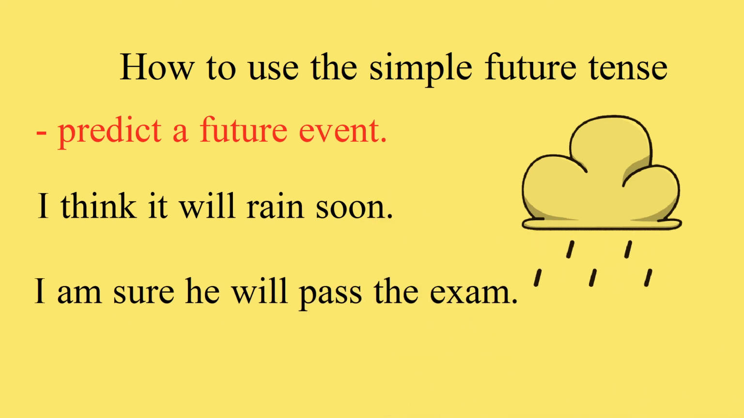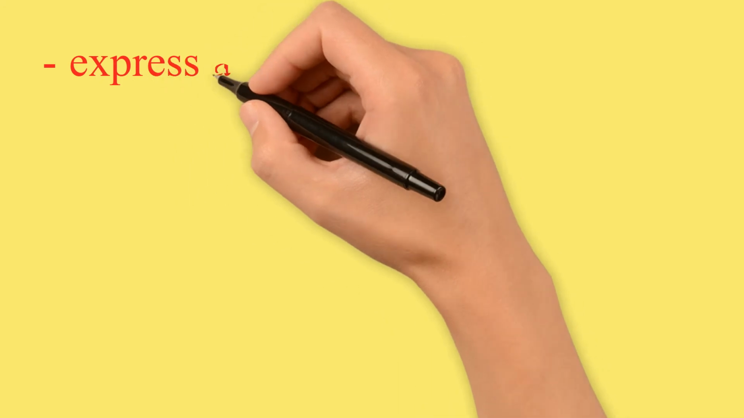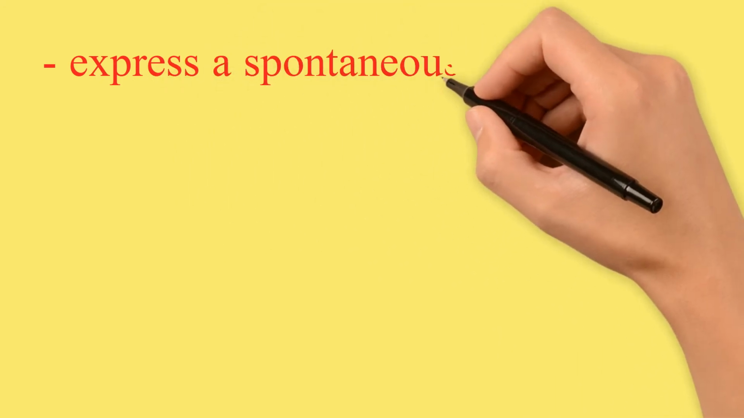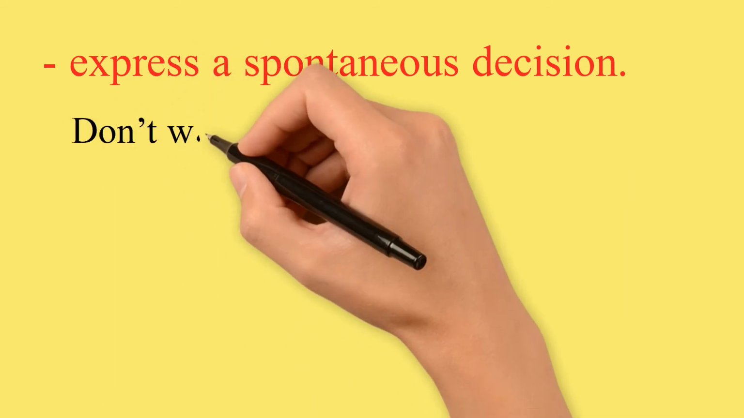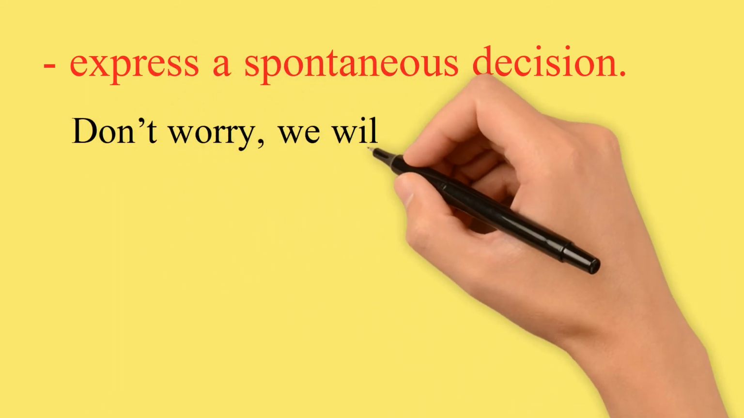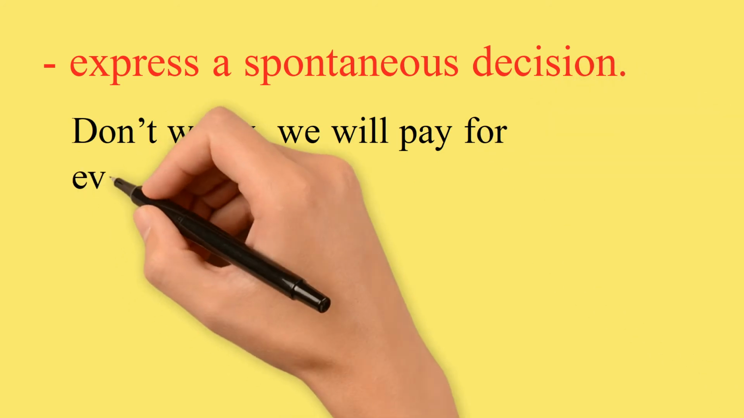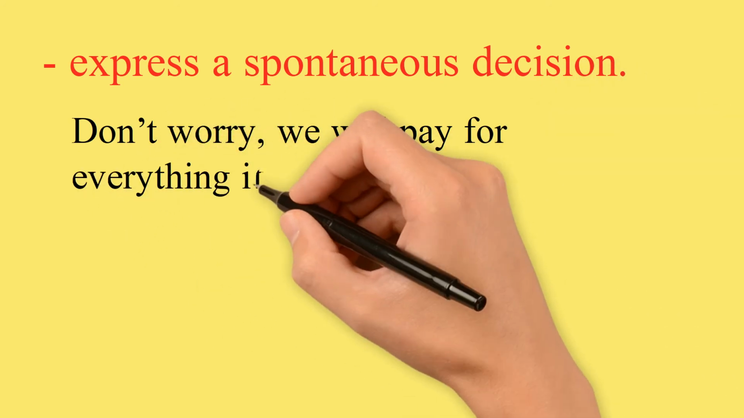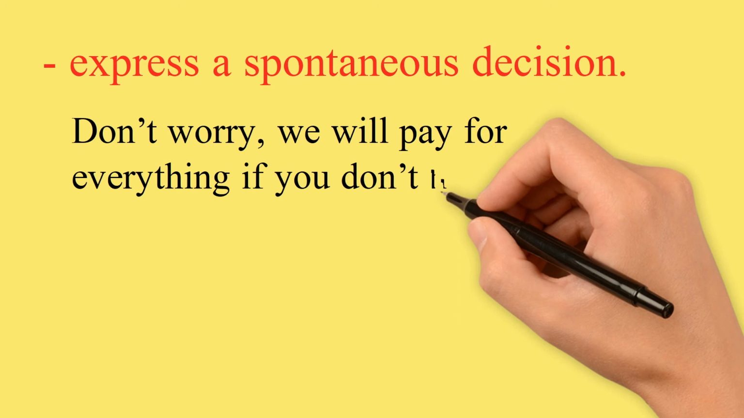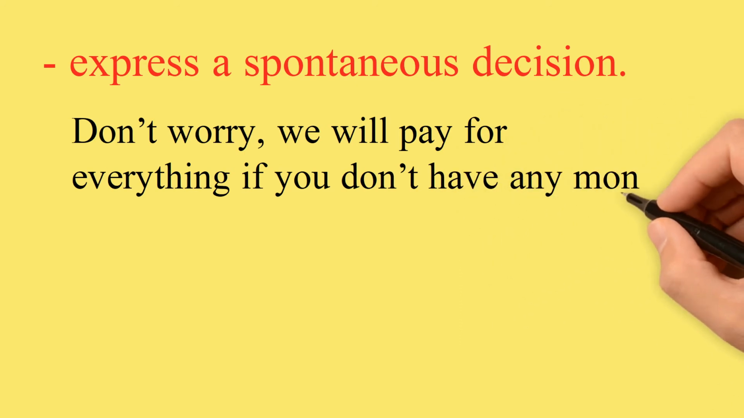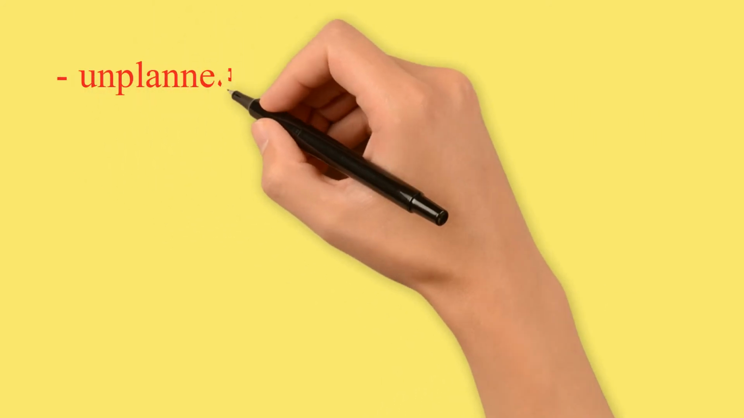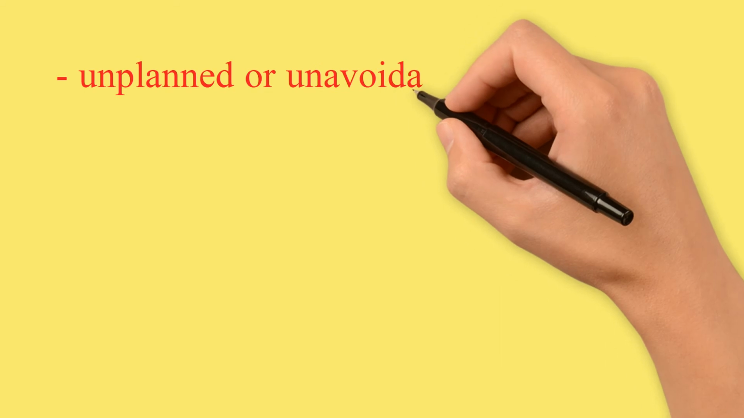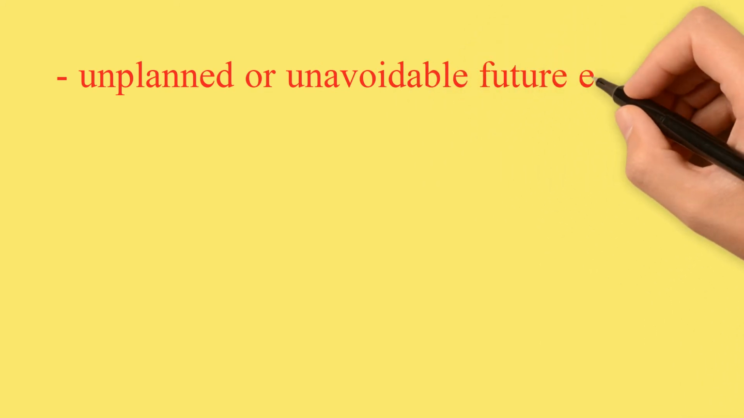You can also use the simple future tense to express a spontaneous decision. For example, don't worry, we will pay for everything if you don't have any money. The simple future tense is used for unplanned or unavoidable future events. For example, winter will come soon.